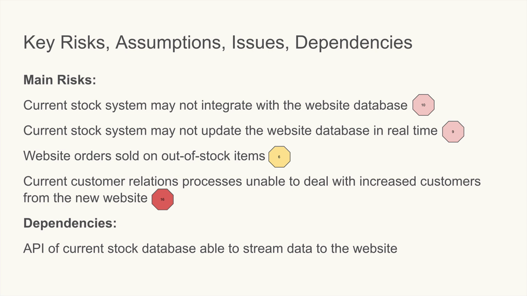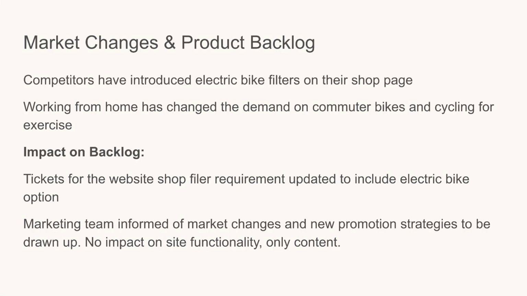And you might have a dependency, say that the API, the current stock database, is unable to stream the data to the website in real time, and that's basically the dependency. And the product owner might want to talk about the changes in the market and things to consider. So, for example, you might be looking at the competitor websites and realize that they've introduced something for electric bikes. So on their shop, they've actually now got a filter that allows the customer to filter to look just for electric bikes, and that's a big new thing in the market.